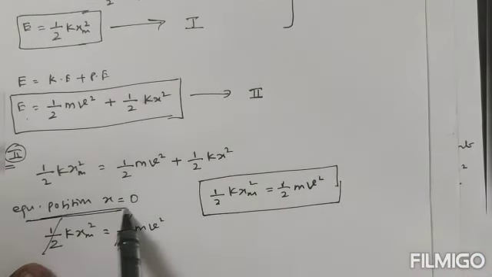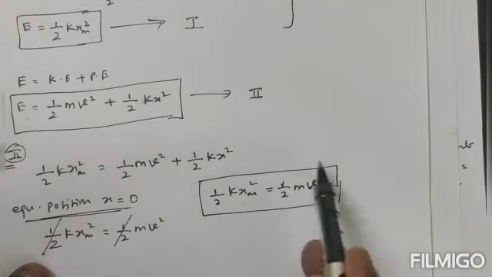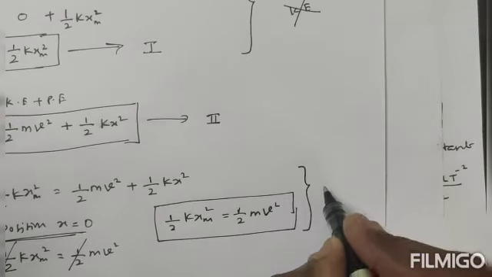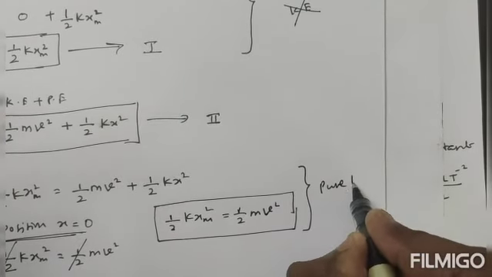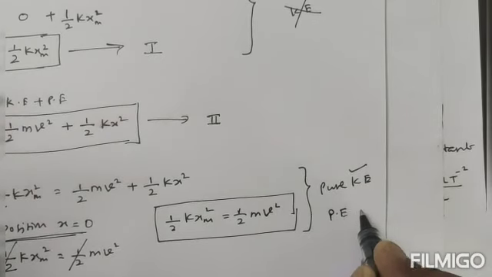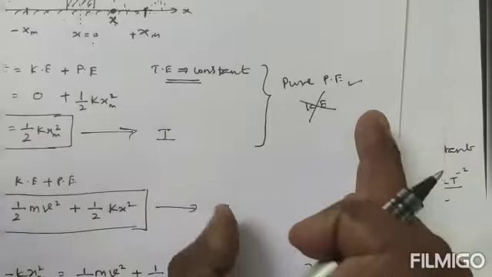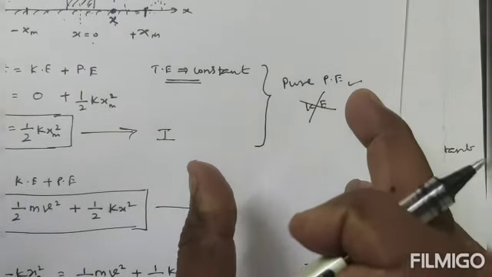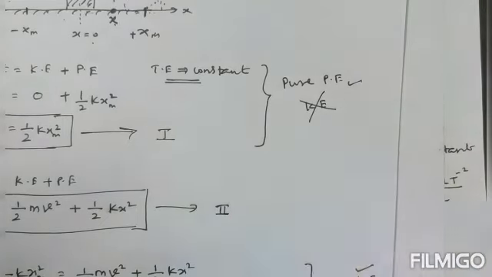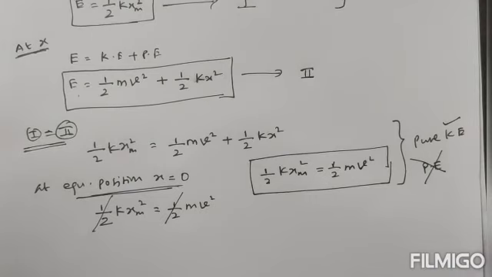So at the equilibrium position we get only the kinetic energy. Purely kinetic energy is available, not potential energy. So potential energy is 0, but kinetic energy is maximum. But in the extreme condition, potential energy is maximum and kinetic energy is 0. Let's keep in mind these 2 points, which we are going to use to draw the graph.